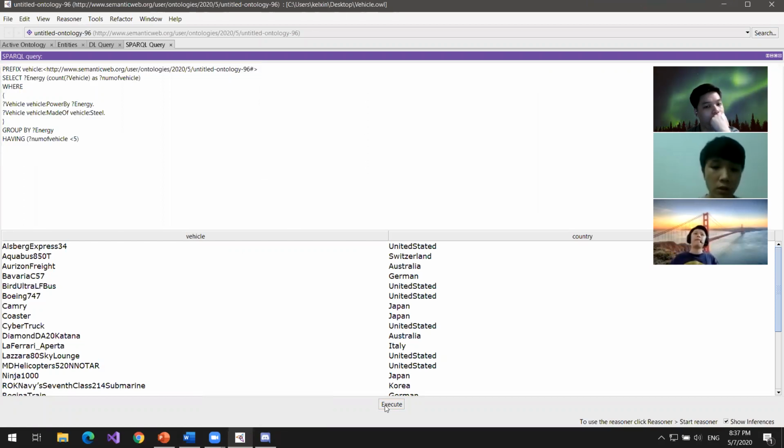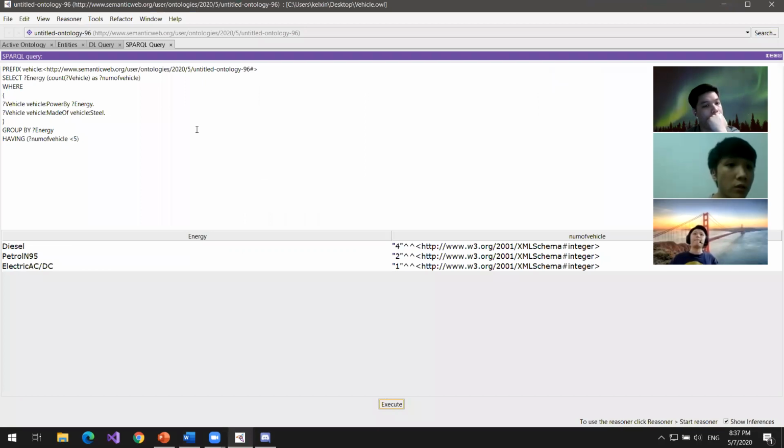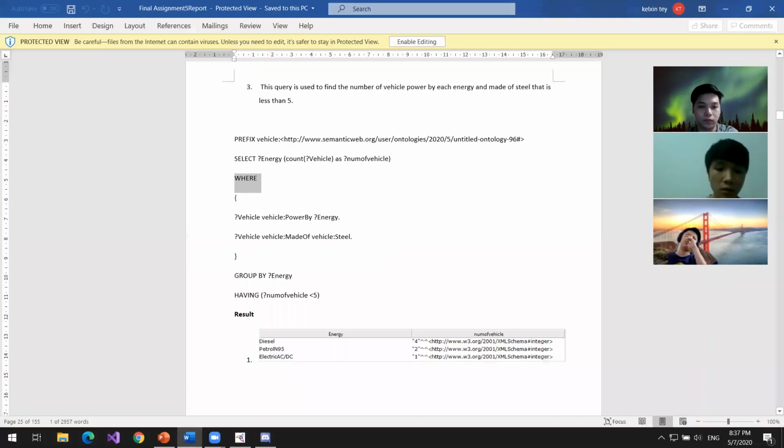So this is the third query. In this query, we are counting the number of vehicles powered by each energy, and we only show the result that the energy count is less than 5. So we only got 3. The others are all more than 5, so it doesn't show.